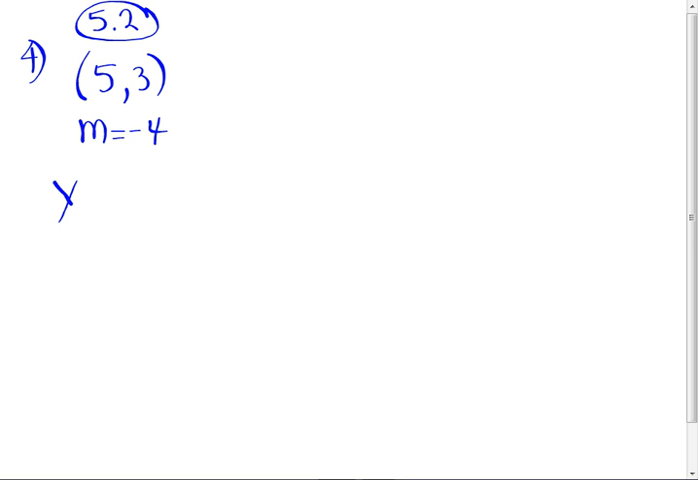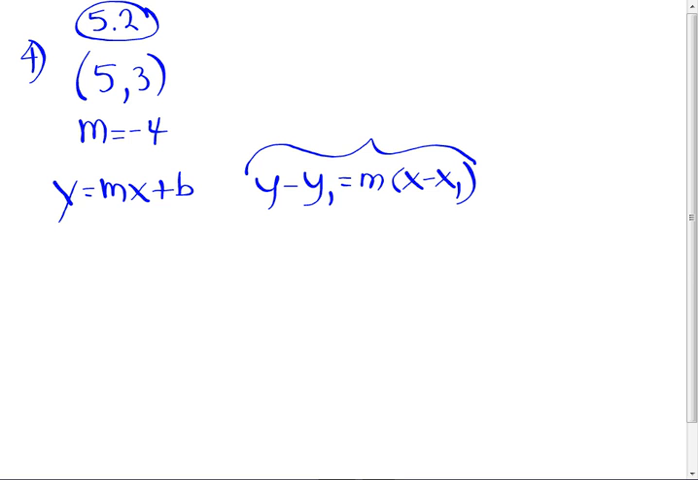Which form do you want? Y equals mx plus b? Yes. Or y minus y1 equals m times x minus x1. I always want this form if I know a point and the slope. I know a point here. I know the slope. It's so much easier.